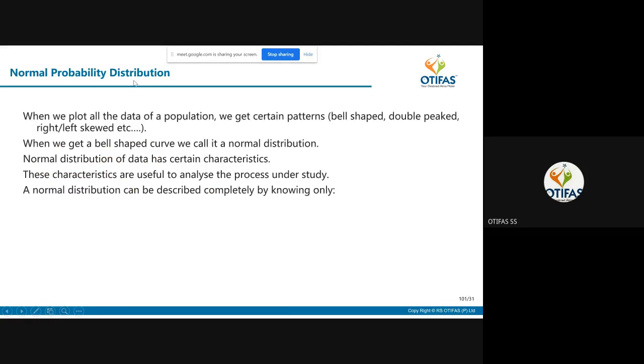So normal probability distribution. This is a probability distribution. When we plot all the data of a population, we get certain patterns like bell shape, double peak, right skewed, etc. When we get a bell-shaped curve, we call it a normal distribution. Normal distribution of data has certain characteristics. These characteristics are useful to analyze the process under study. So the normal distribution can be described completely by knowing only two things. What are those? Mean and variance. Very good. Mean and standard deviation. Okay.